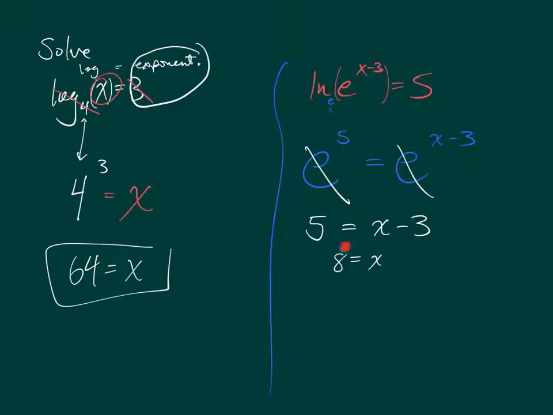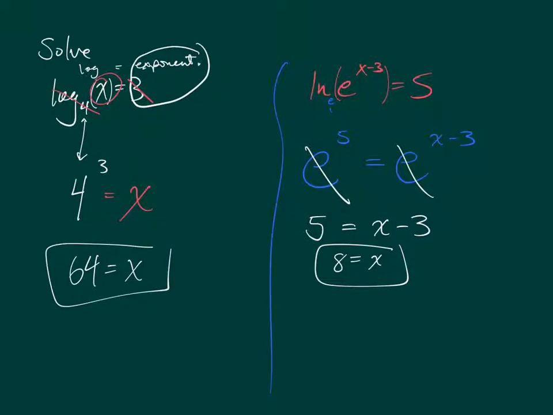Now we have to go back and check. We must go back and check to make sure that the inside of the log, the argument, will be positive if we substitute 8 in here for x. So e is a positive number. It's about 2.71. 2.71 to the 8 minus 3. 8 minus 3 is 5. A positive number to the 5th power, that'll be positive. So this is a good answer.